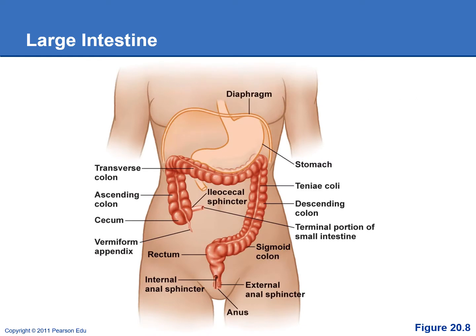So here's the ileum from the small intestine coming in. There's an ileocecal sphincter that controls the entrance of the chyme into the cecum. And then here you can see the appendix, which is part of the immune system. And then the cecum will then turn into the colon, which will then at the end turn into the rectum. And then you've got the internal and external anal sphincter that will control defecation.